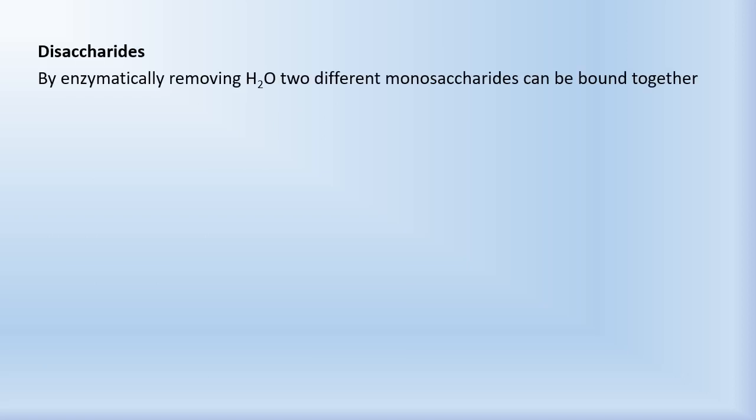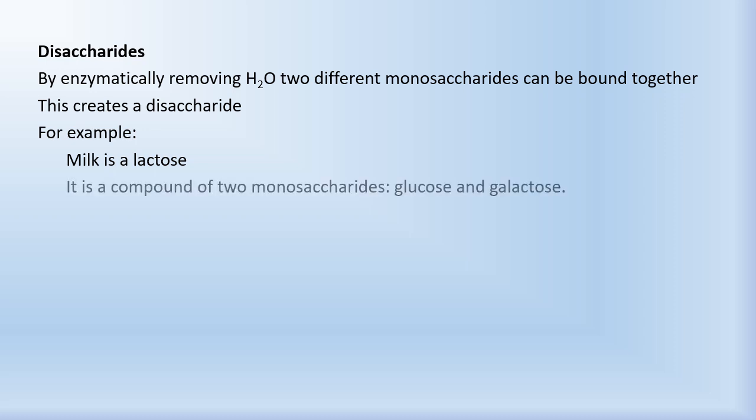Enzymes can remove water from monosaccharides. When that happens, you get what's called a condensation reaction, and 2 monosaccharides can be bound together. This can make a disaccharide. An example of this is milk. Milk contains lactose. It's made up of 2 monosaccharides, glucose and galactose, bound together.